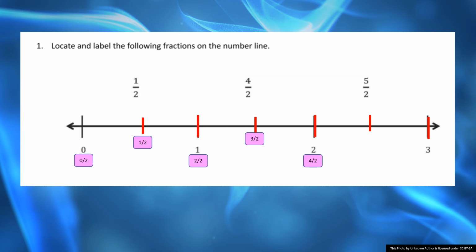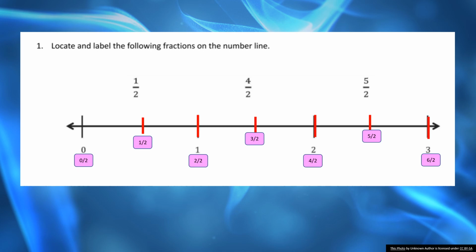Let's keep counting because we're not quite to the end of our number line. So after 4 would be 5. That's 5 halves. Then after 5 halves would be 6 halves. Now, I know that 6 halves is in the correct location under the number 3 because 6 divided by 2 is 3. Now, I have completed labeling my number line of halves, but it says to locate and label the following fractions on the number line.